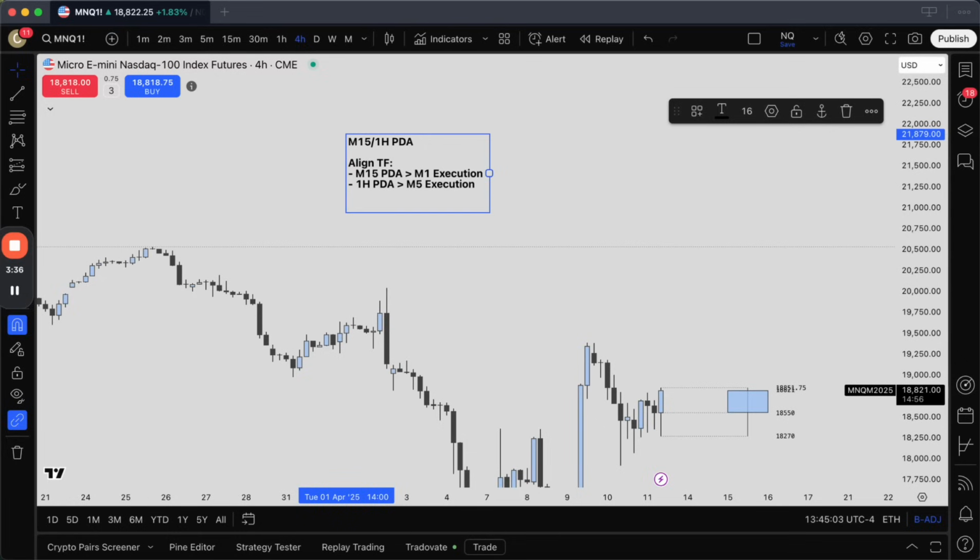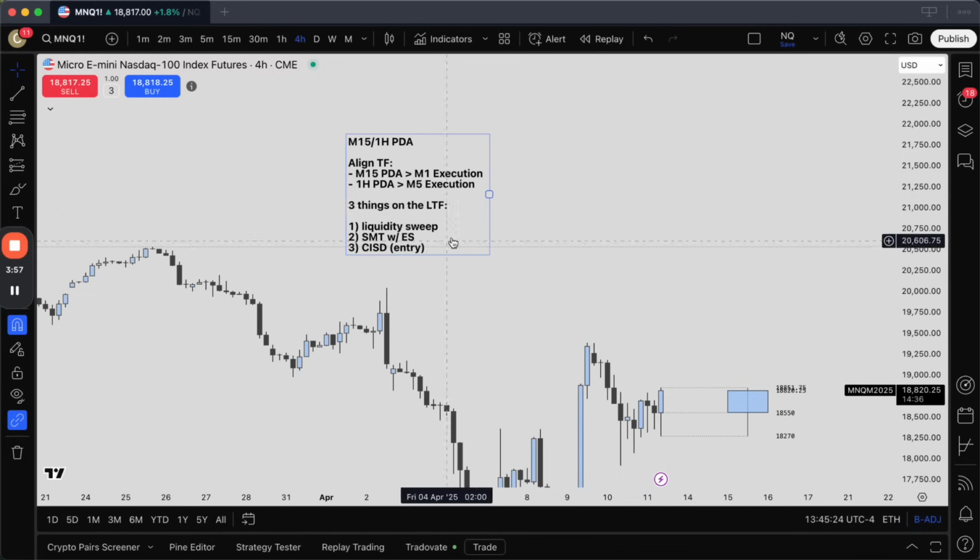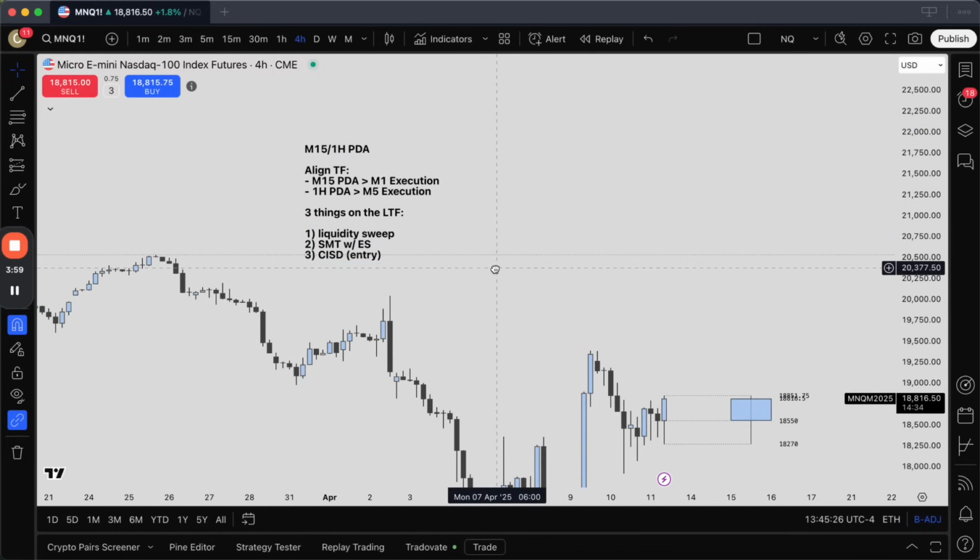Okay, so you align your time frames and you're looking for three things on the lower time frame, right? You're looking for a liquidity sweep, SMT with ES, and a change in state of delivery, which is your actual entry. Okay, so let me explain all these terms so that when I backtest, you can actually understand what I'm talking about. If you need to screenshot this, screenshot it, okay?